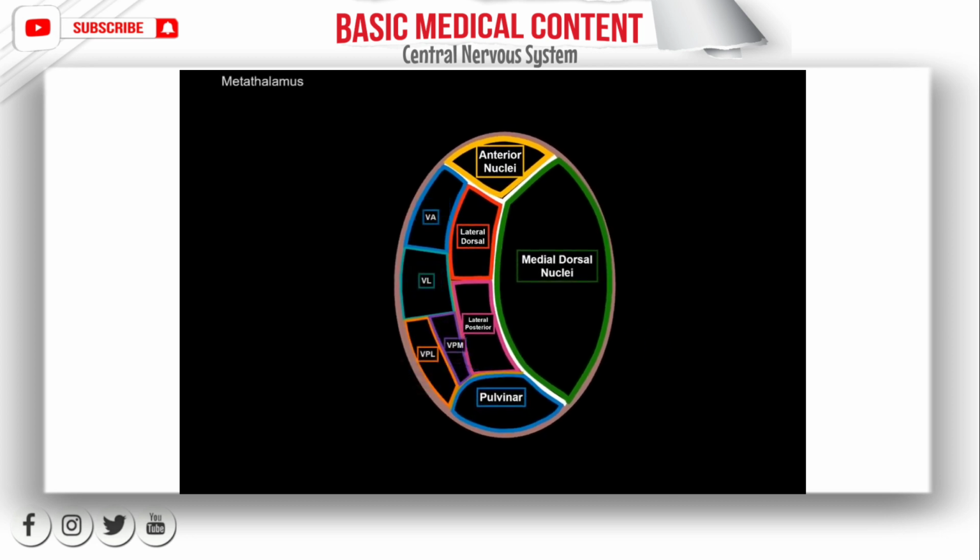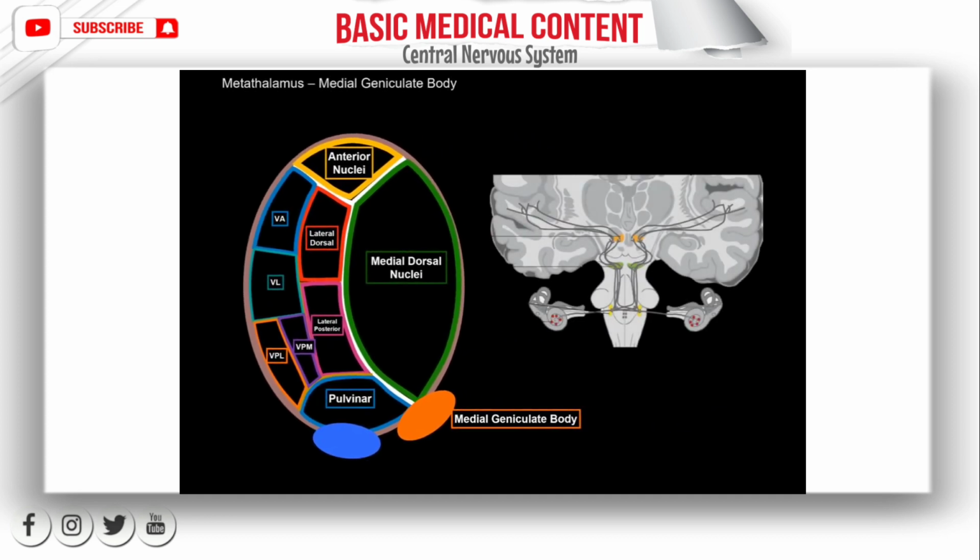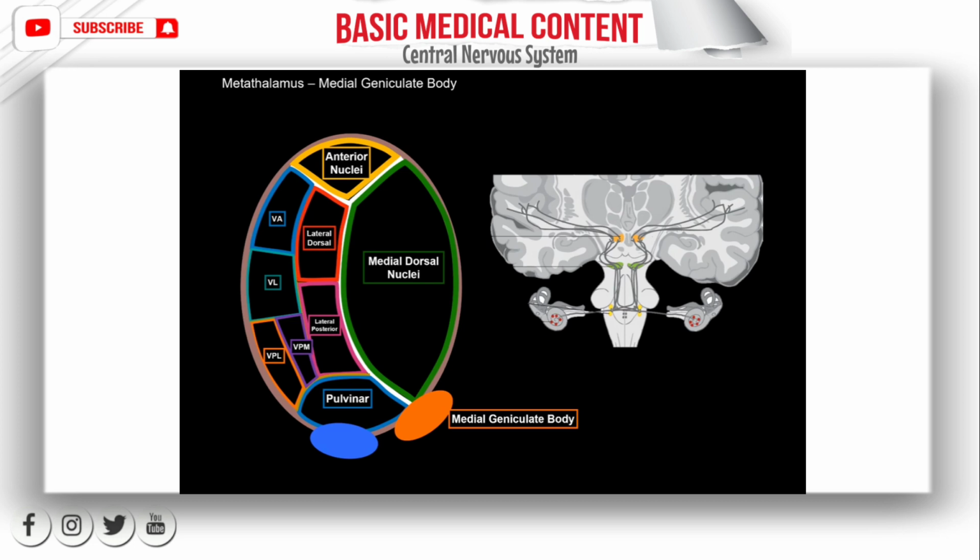From this view, we can talk about the metathalamus, which, remember, are the medial geniculate body and the lateral geniculate body. The medial geniculate body is associated with hearing, so it's a part of the auditory pathway. This pathway starts around the cochlea of the inner ear, which converts hearing into nerve signals through the hair cells. From here, these nerve signals are sent through the cochlear nerve to the cochlear nuclei in the pons.